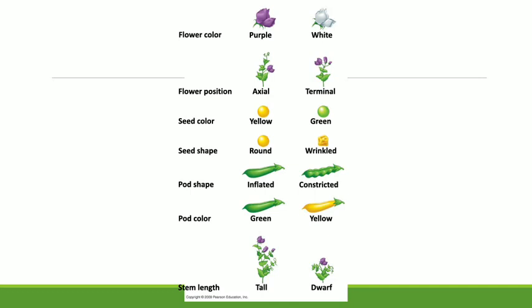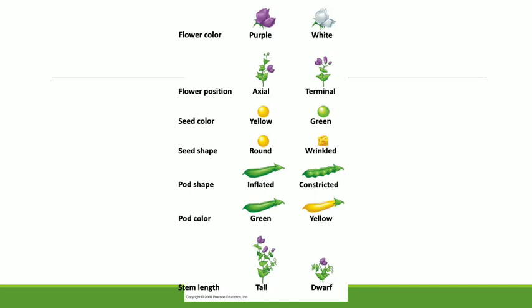Ones that had flower position axial or only terminal, so flowers grow at the top of the stem versus on the sides. Seed color, yellow-green. Seed shape, round or wrinkled. Pod shape, pod color, and stem length.